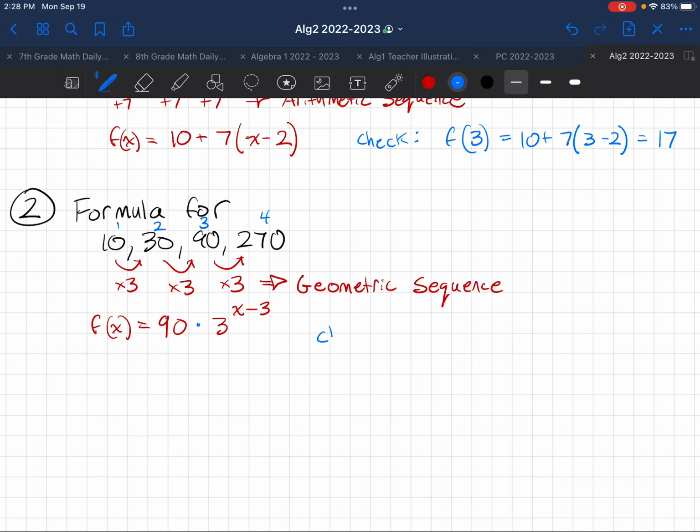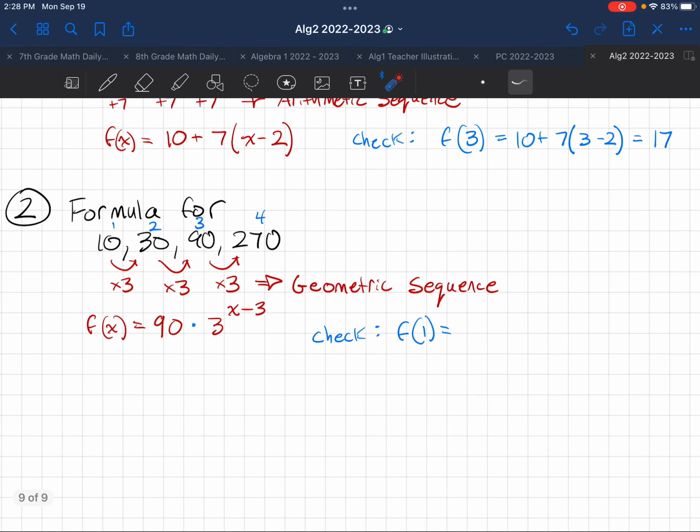But let's test, right? So let's do a check. If I plug in a 1, for example, that's kind of a harder number to do because I'll have negative powers, but I still want to try it. So f of 1. The first value is 10. Somehow I'll get a 10 out of this formula. So here we go. I'm going to rewrite the formula. 90 times 3 to the power of 1 minus 3. Okay, so do some simplification. This is going to be 90 times 3 to the power of negative 2.